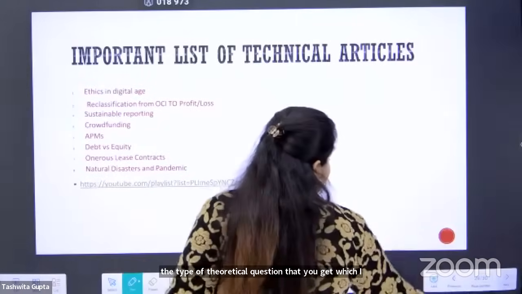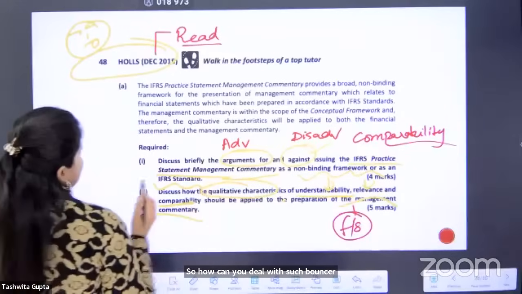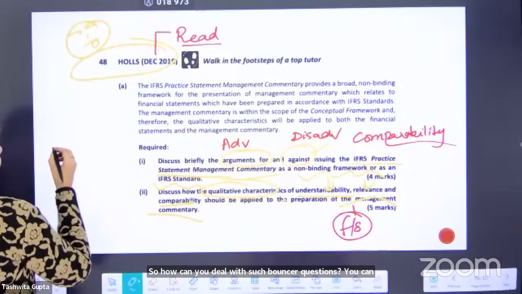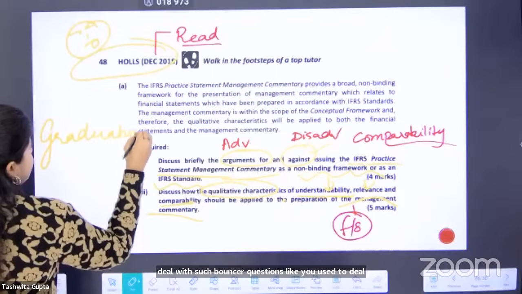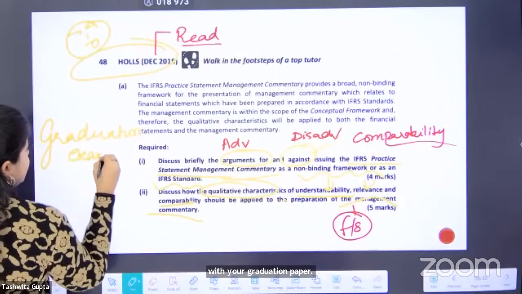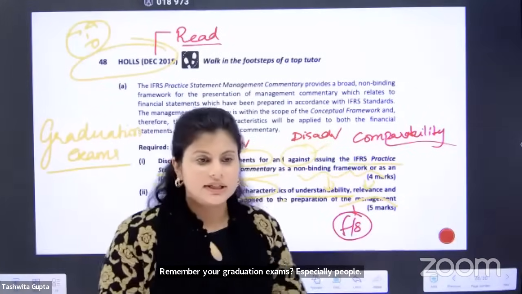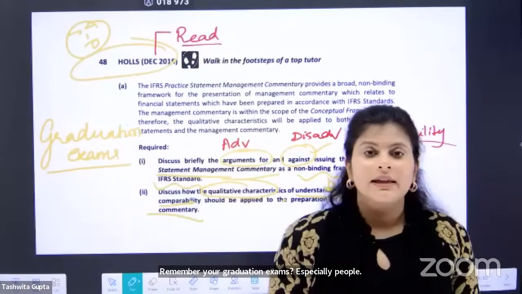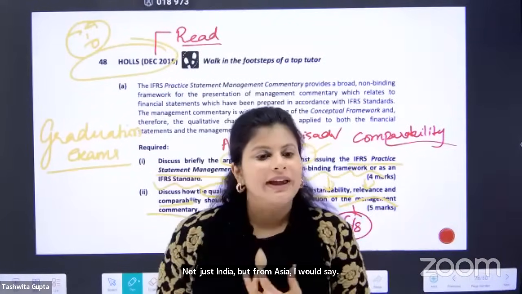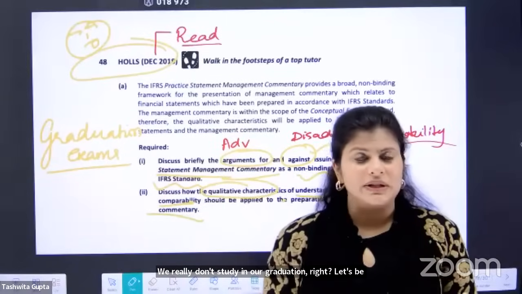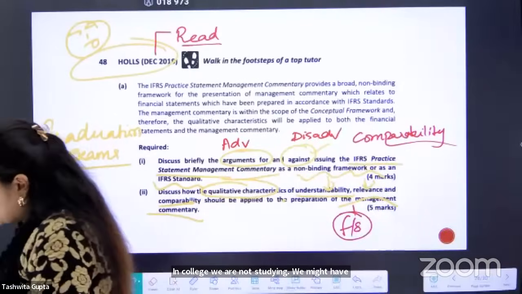So how can you deal with such bouncer questions? You can deal with such bouncer questions like you used to deal with your graduation paper. Remember your graduation exams, especially people from Asia, not just India, but from Asia, I would say. We really don't study in our graduation, right? Let's be very truthful about it. In college, we are not studying. We might have studied in professional qualifications, but not in college.